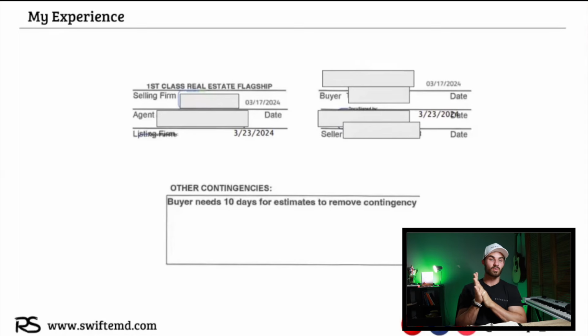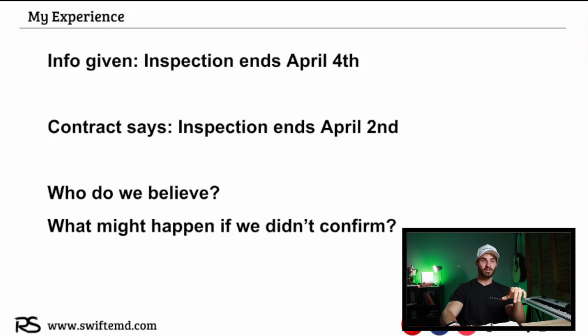So now we take this data, and this is, just so you guys know, what I do on every transaction. Every request that comes in, this is the first stuff that I do. Verify the effective date, figure out the days for the inspection period, then I calculate the inspection period. So if you guys are looking at your calendars right now, you're probably figuring out the inspection period that we get for this does not equal the inspection period they gave us, right? So let's look. The info given was that inspection ends on April 4th. The contract says the inspection ends on April 2nd, right? If you look at your calendar, the 23rd, and then you add those 10 days, it gets you to April 2nd. So, who do we believe?